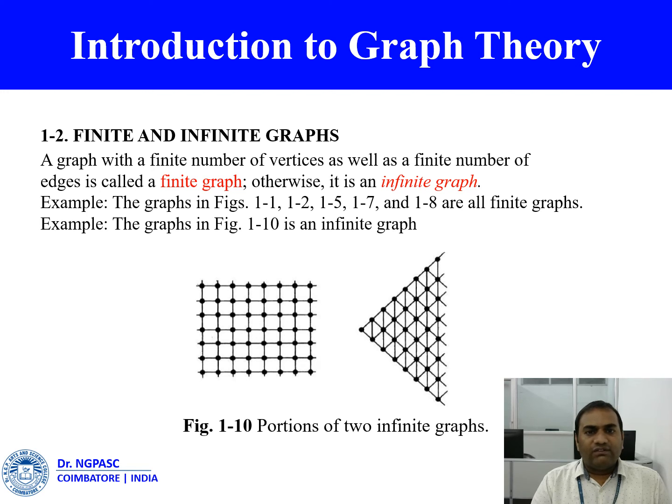A graph with a finite number of vertices as well as a finite number of edges is called a finite graph. In the above example, there are 5 vertices and 7 edges. So the edges and the vertices are countable, that means finite. So we call it a finite graph. Otherwise, it is an infinite graph. In this diagram, both are infinite graphs because there are a lot of vertices and edges in the diagram.